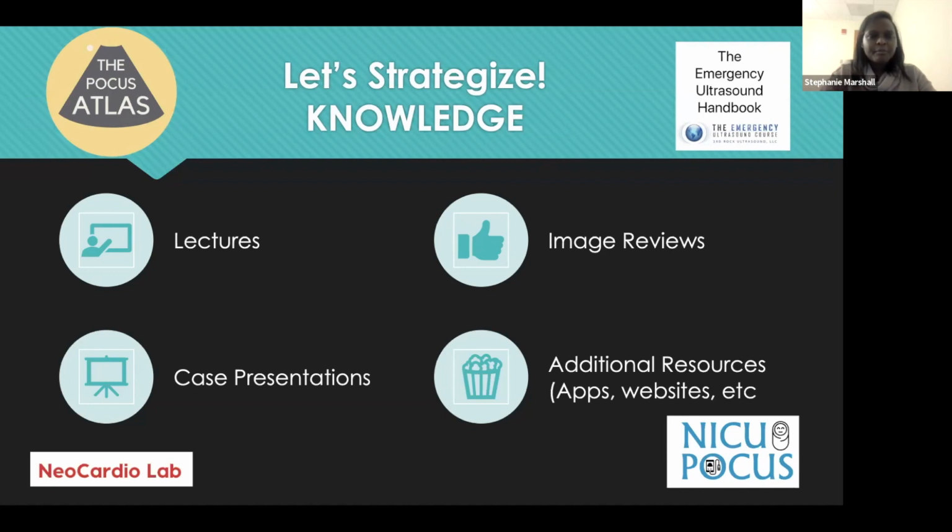And they can refer back to the text chain for any images that they want to review, or if they just wanted a refresher. And then I added a few apps and websites that I use very regularly when looking at images, including Neocardio Lab, the POCUS Atlas, the Emergency Ultrasound Handbook, and NICU POCUS.